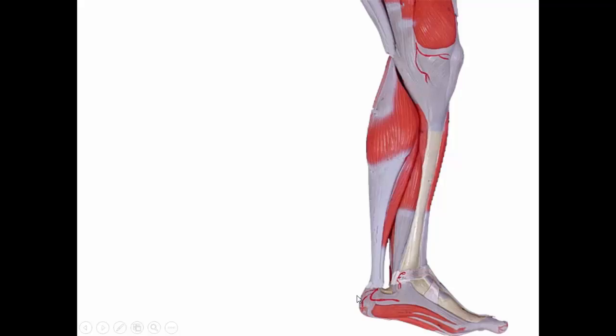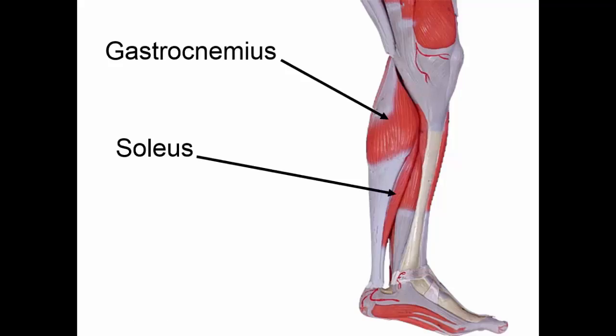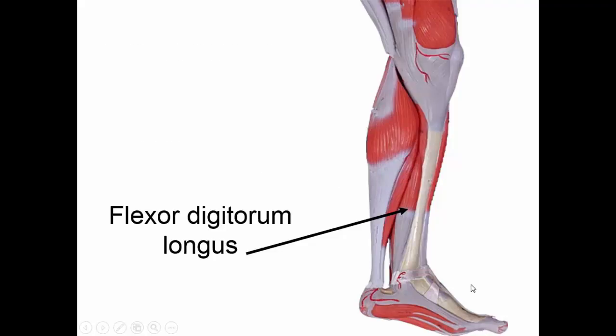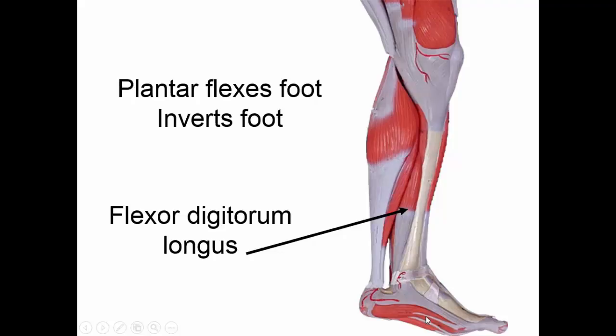As we turn to the medial view of the leg, here's the gastrocnemius and the soleus, and this muscle right here is the flexor digitorum longus. These tendons are going to come down and go across the bottom of the foot to the toes of the foot this way. The flexor digitorum longus will help plantar flex the foot and invert the foot. It will also flex the toes.